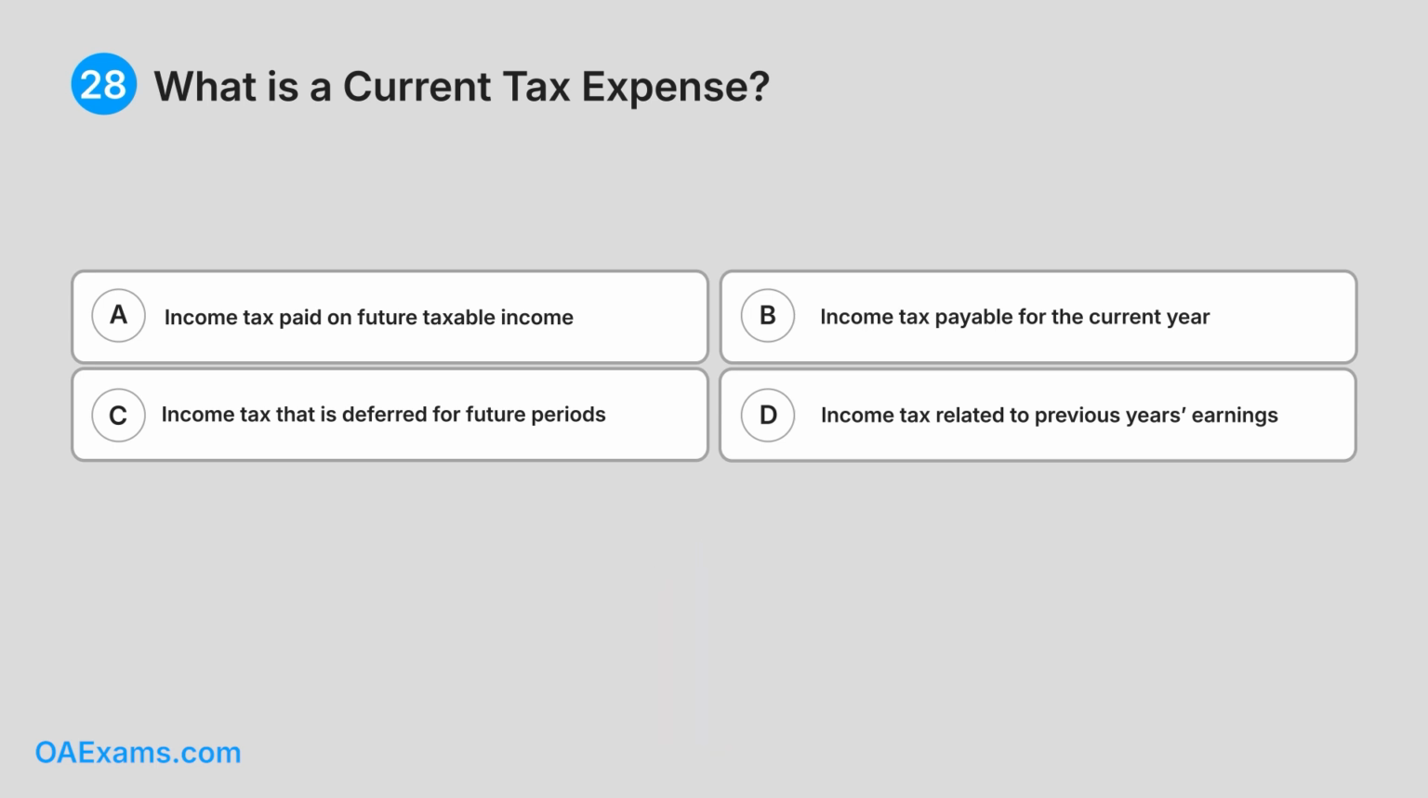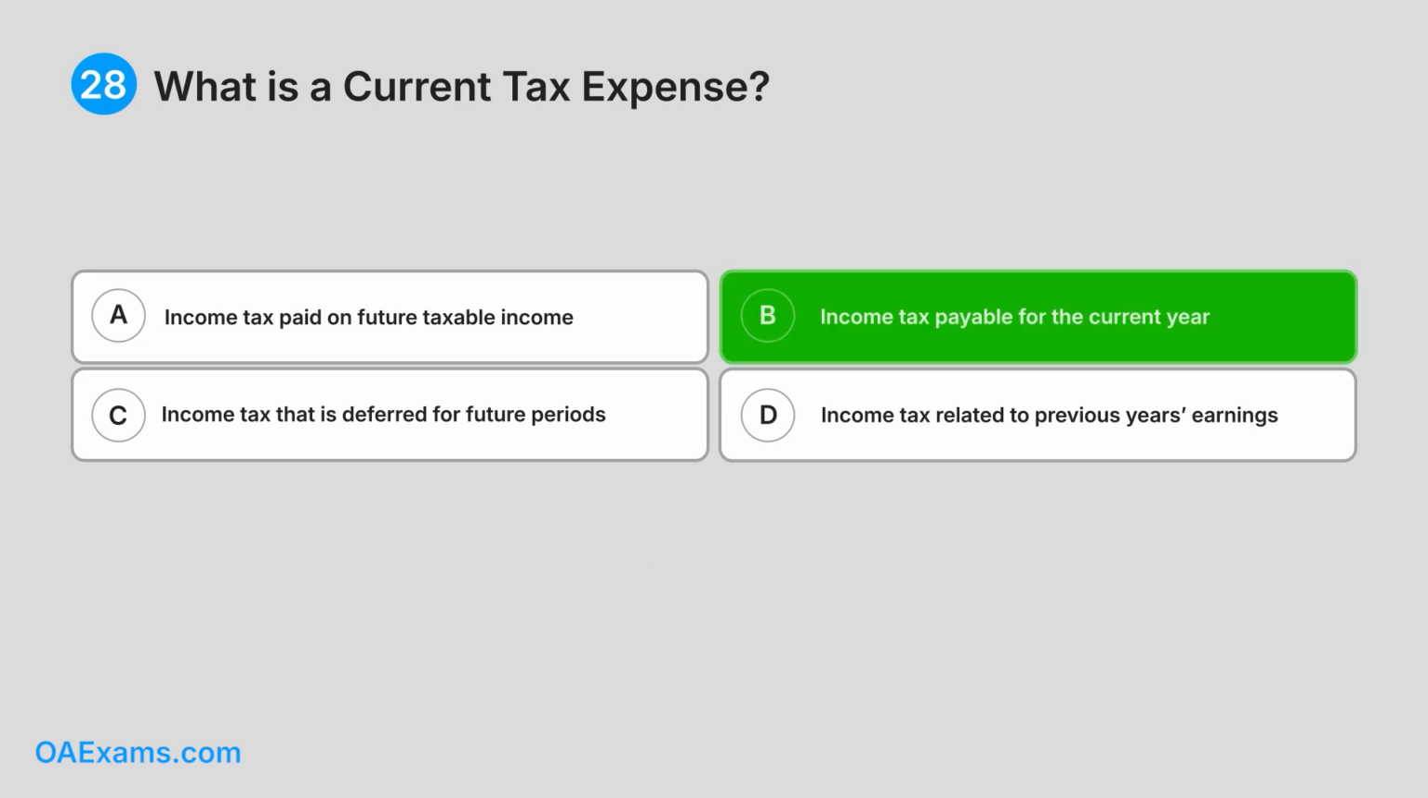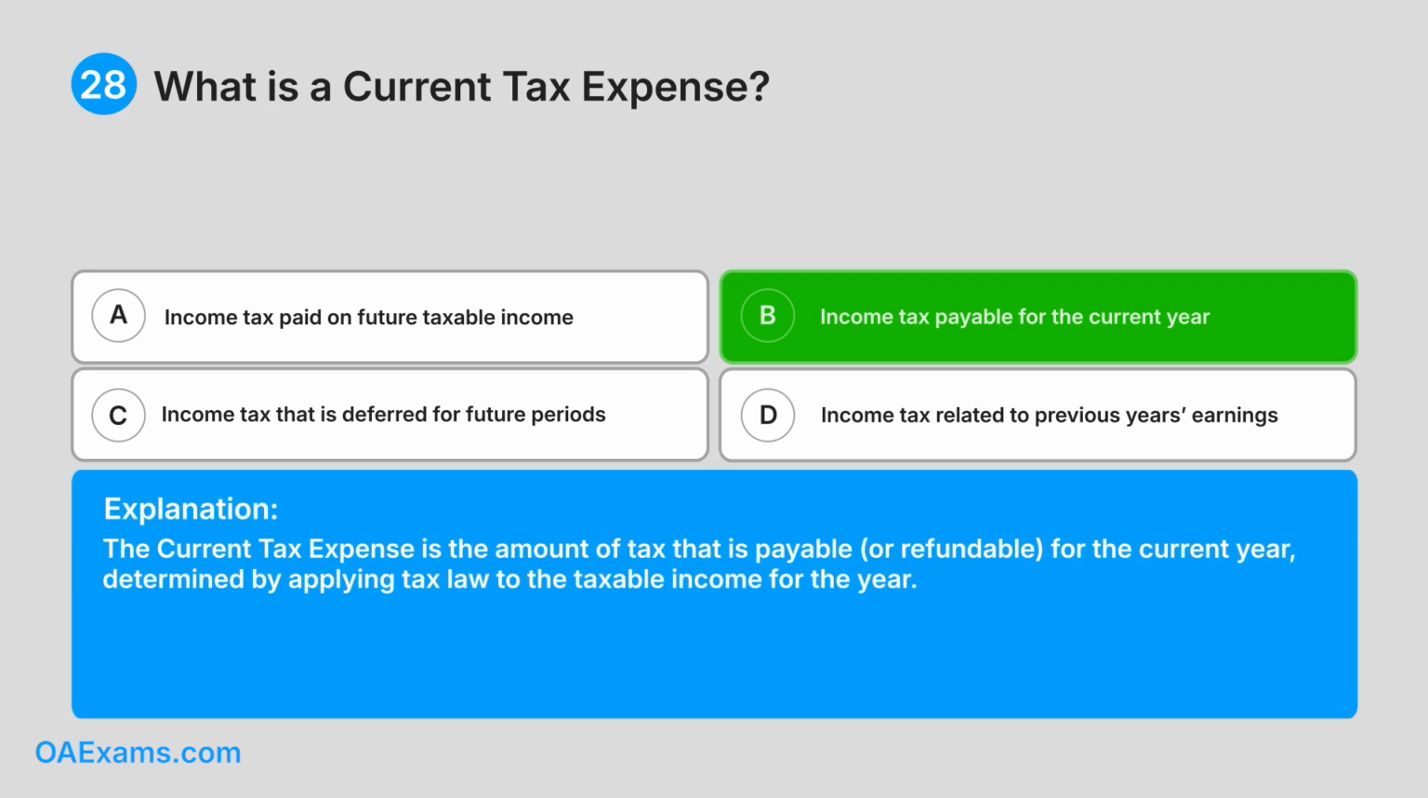Correct answer. B. Income tax payable for the current year. Explanation. The current tax expense is the amount of tax that is payable or refundable for the current year, determined by applying tax law to the taxable income for the year.